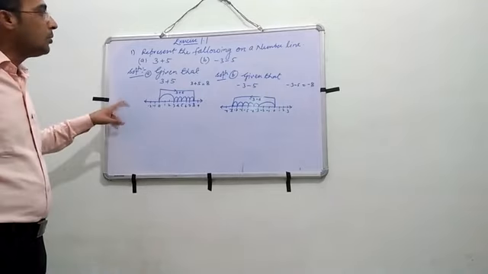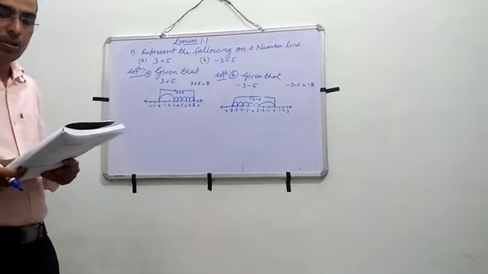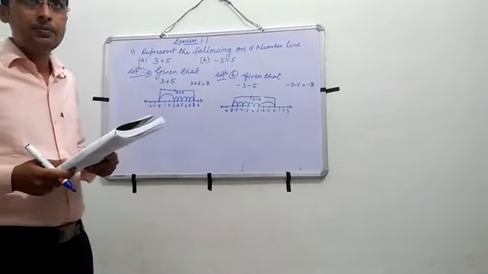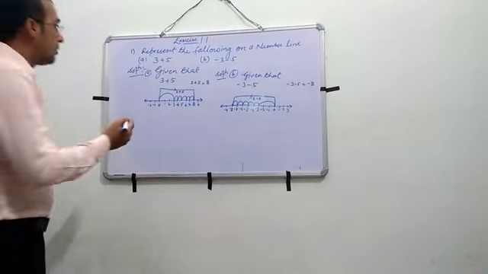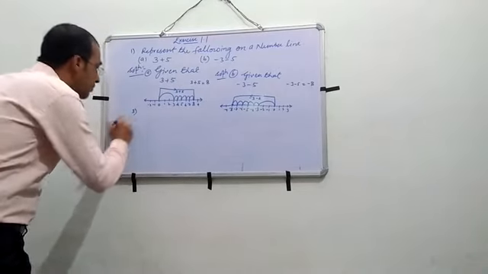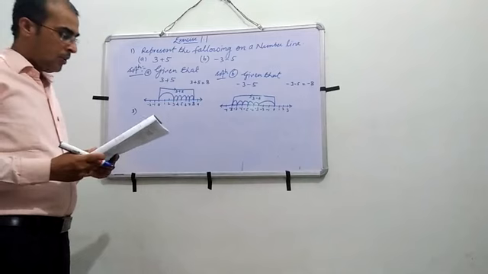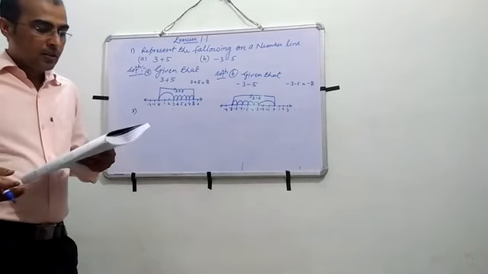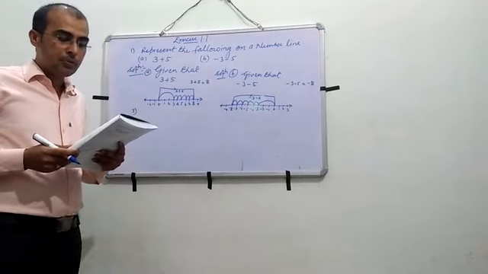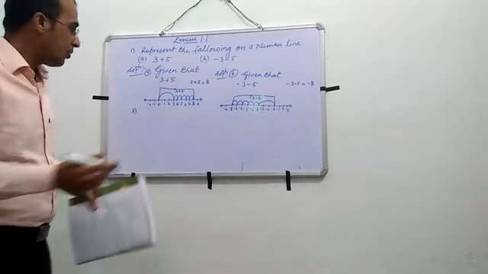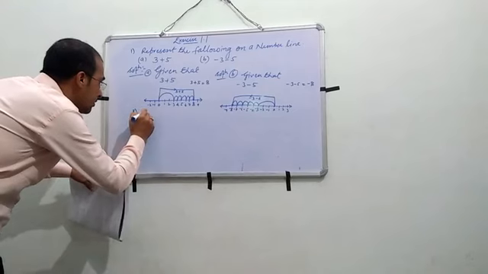In the second question, you will do a subtraction. And now I am going to solve question number 3. You can see question number 3 is given: represent the following numbers in integers with appropriate sign. So what is question number 3?